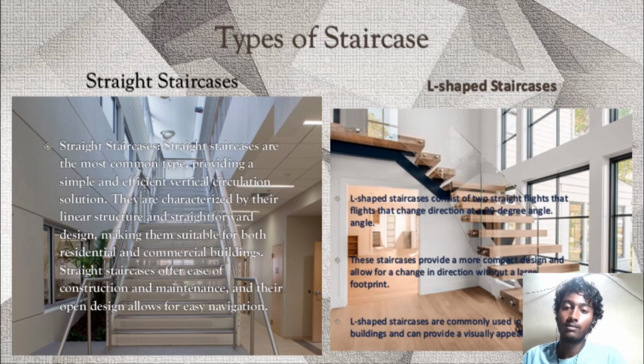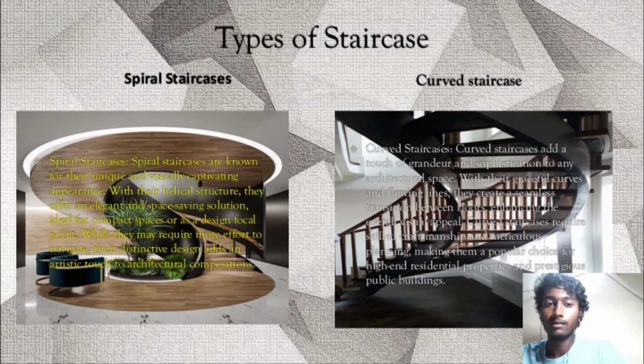The next one is spiral staircases, the third one. Spiral staircases are known for their unique and unusual design. Their look is very eye-catching and elegant. This is a very good space-saving solution. These are constructed in more compact rooms or buildings compared to the L-shaped staircase. It requires a bit of effort to navigate as it's helical in structure, and its design mostly depends on the engineer.